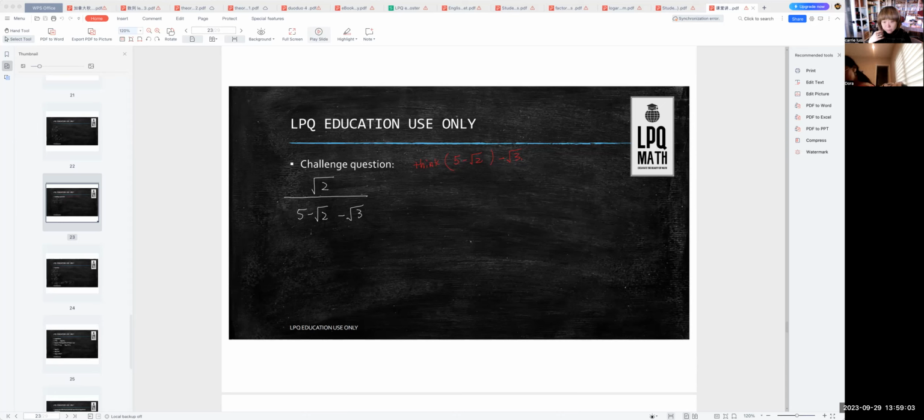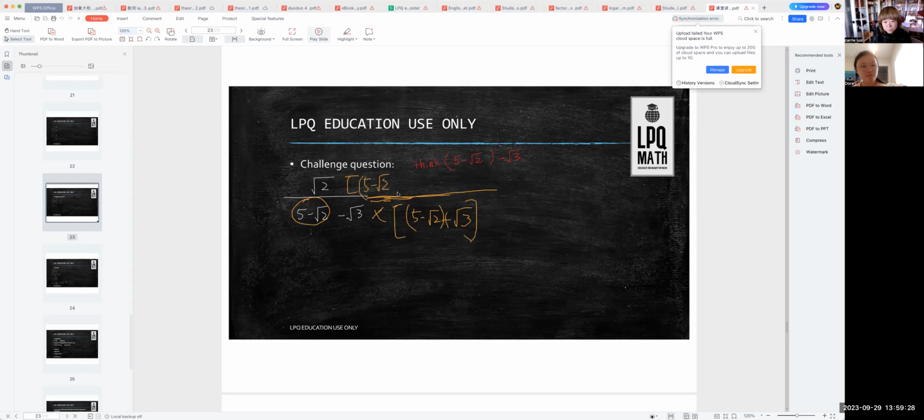How do you multiply square roots again? What does it mean? Like this one? So I already gave you the hint, right? So you take this one as a whole thing and this one as a whole thing. So you time like 5 minus square root 2, plus square root 3. And the top you do 5 minus square root 2 plus square root 3 as well. Get it? So this one's a whole thing.